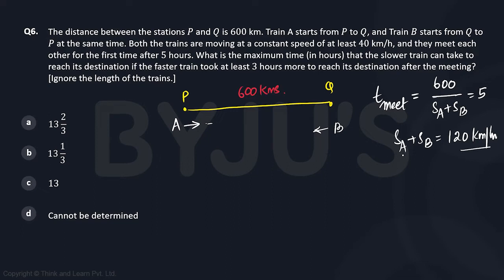If one of the speeds is 40, the other is 80. If one of the speeds is 50, another is going to be 70, and so on. We don't know the individual speeds, but right now we do know the sum of the speeds.